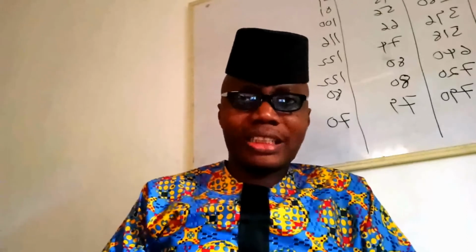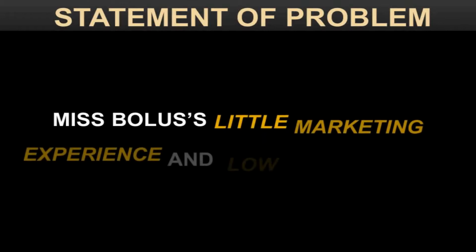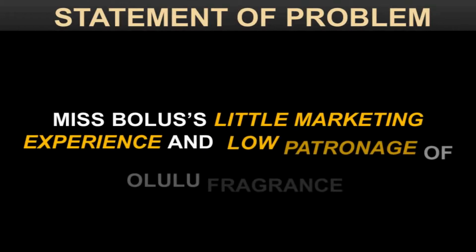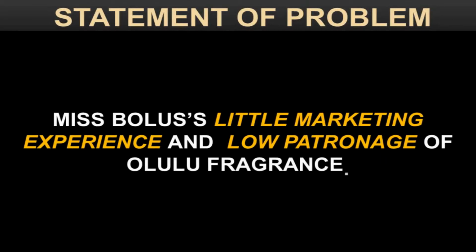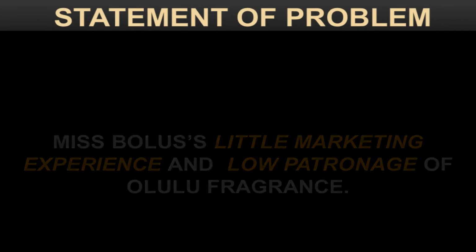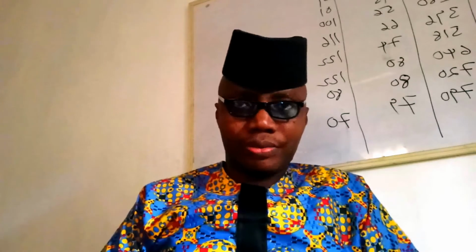And then you move to the next paragraph, which requires you to state the problems. What is the problem in the summary I just gave? The simple issue there, if you look at it very well, you realize that Miss Bolu has little marketing knowledge. That's a problem. And secondly, Olulu Fragrance is suffering from low patronage. They are having low sales based on Miss Bolu's observation. These are two key problems in the story.